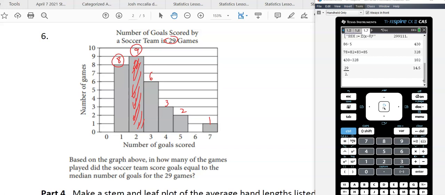How many of the games did the soccer team score goals equal to the median number of goals for the 29 games? So 2 is the median, and that happened 9 times, so 9 times.